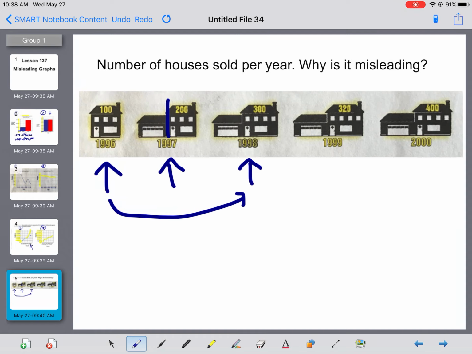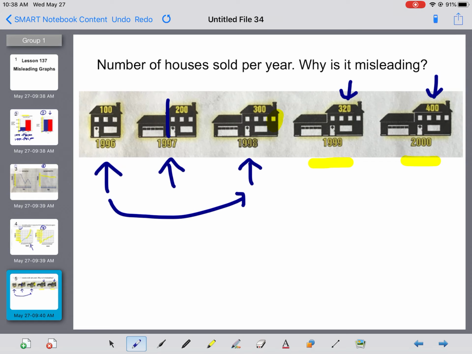But the size of the house hasn't tripled. They really just added another window here. All right. And then they used the same size house for 1999. And it looks like even the same size house for the year 2000. So 320 houses and 400 houses are not the same number of houses, so they shouldn't be represented with the same size.